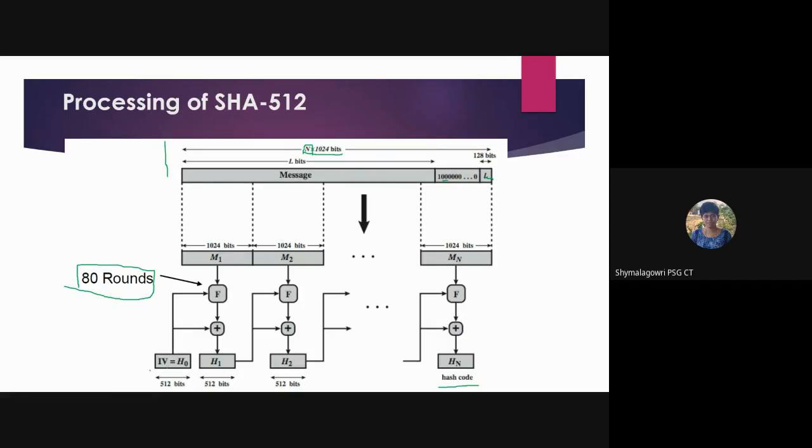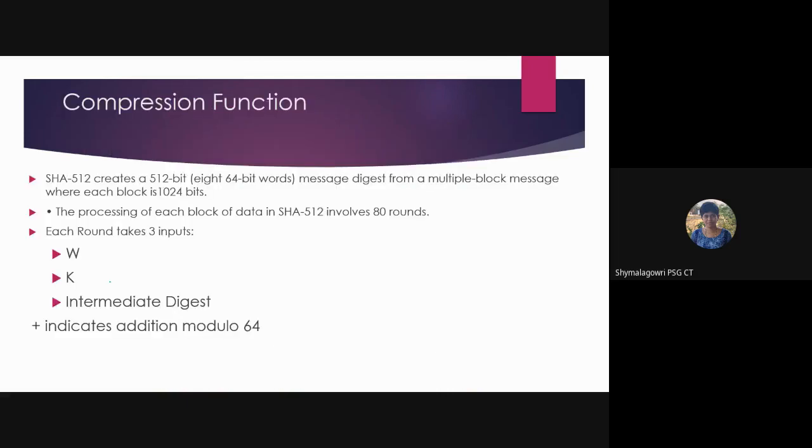Then we have initialized the IV vector. Now we are going to see how we are going to process one block at a time. Processing of SHA512 bits, one block at a time. And within one block, there is this function which is going to do 80 rounds. That is known as the compression function.